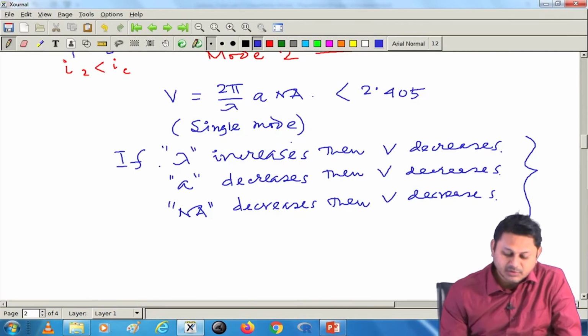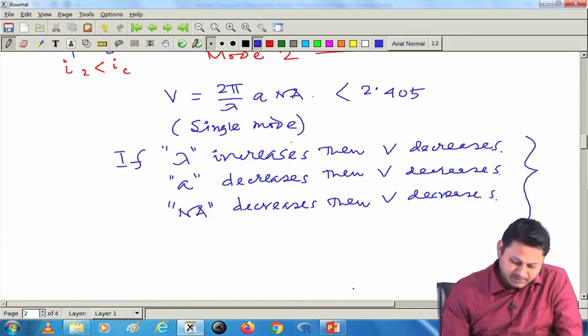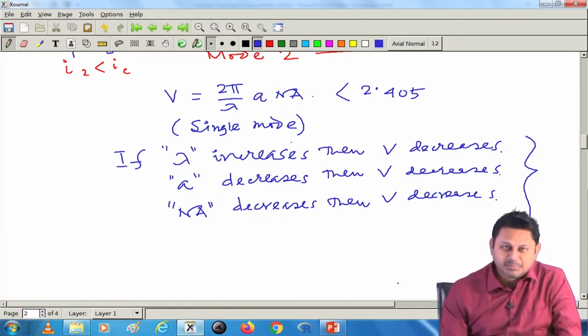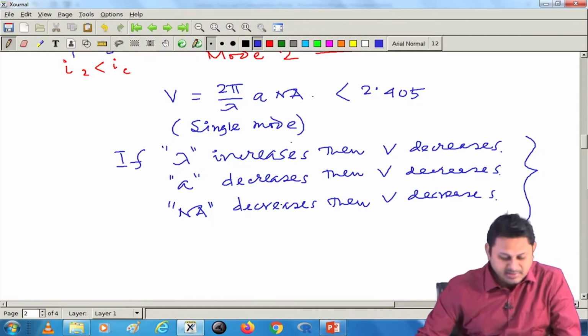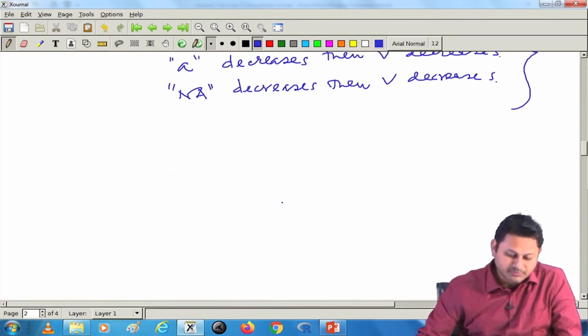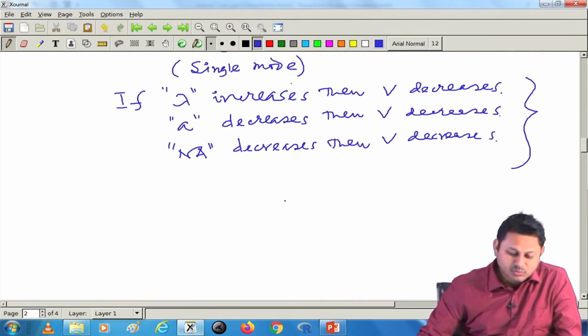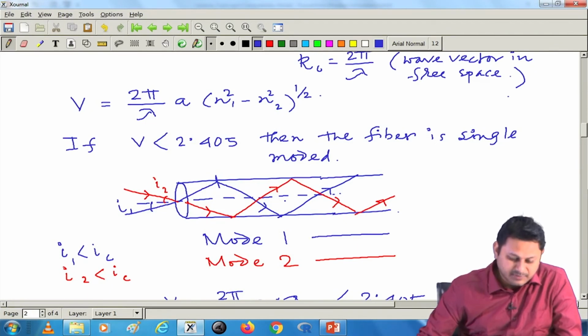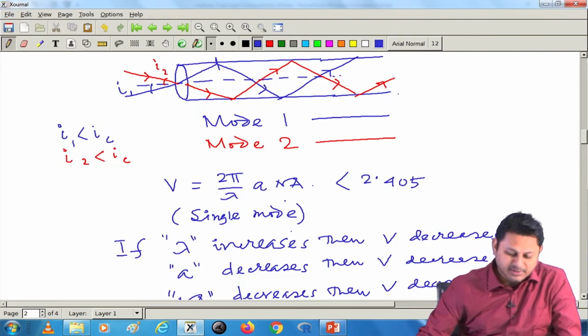So, lambda is the external parameter because you are launching the light with the wavelength lambda. But A and NA are the geometry dependent parameters. Since they depend on the geometry of the waveguide, we can prepare our waveguide with proper geometry so that we can allow only a few modes, not many, or even reduce the number of modes to 1, so that our waveguide can only support a single ray, which is useful in a few applications. We will discuss this in detail when we discuss the modes of the fiber. But beforehand, it is handy to understand the meaning and definition of the V parameter at this stage.